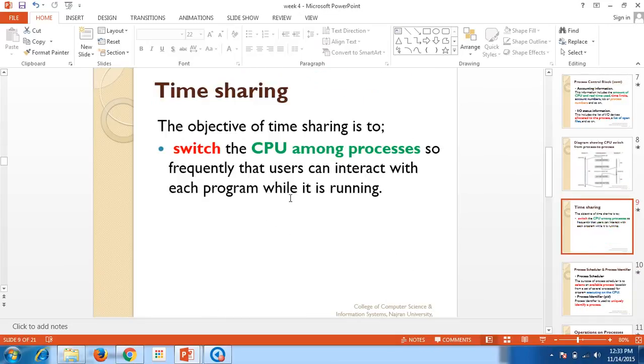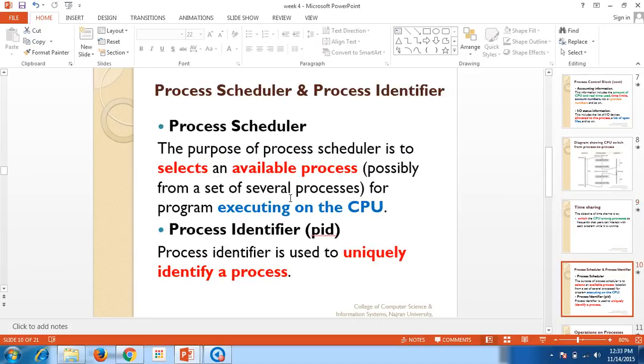Then we have seen time sharing. What is the objective of time sharing? To switch the CPU among processes so frequently. So all the time the CPU is switching between different processes. Then we have the process scheduler and process identifier. The scheduler, because we have many processes available, selects one process and gives it to the CPU for executing. And the process identifier is a number which uniquely identifies any process.